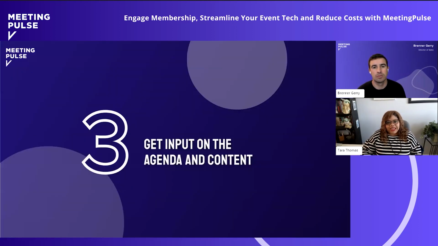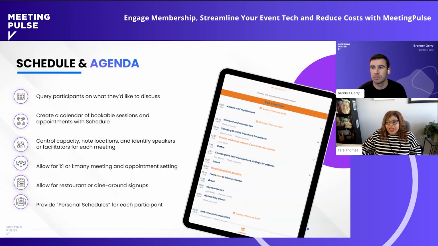Next, it's really getting input on not only the content for your event and what people would like and need to learn for their continuing professional education, but it's getting input on the agenda. And one of the ways you can do that is to use our agenda module. We have 2 modules that help you with understanding and creating your run of show or agenda. Number 1 is the agenda module, which you use to crowdsource or ask your membership, what should we have in this year's event? And you do that before the event.